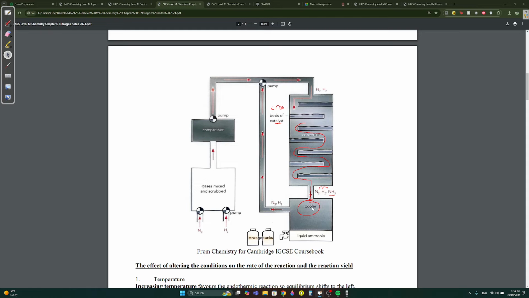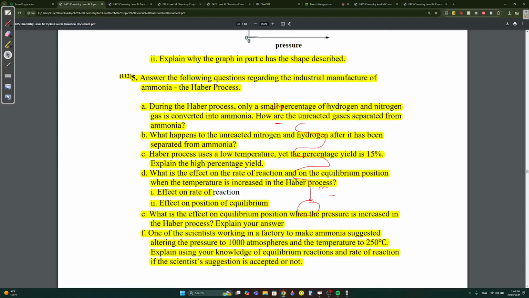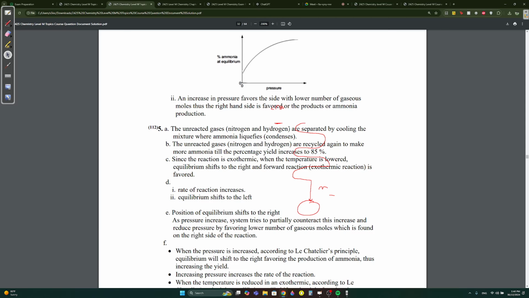So how are they separated? Through cooling. What happens to the remaining gases? They are recycled to react again. So that's part B as well. During the Haber process, only a small percentage is converted. How are the unreacted gases separated from ammonia? You say they are separated by cooling. Okay. And then what happens to the unreacted gases? They are recycled. Okay. Once they are recycled, it increases to 85.